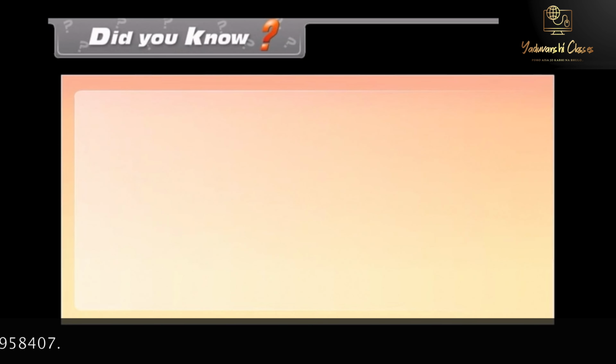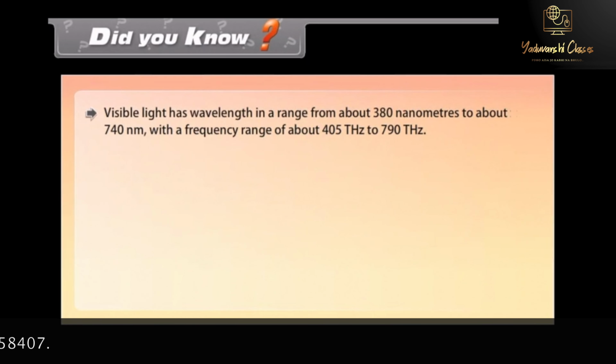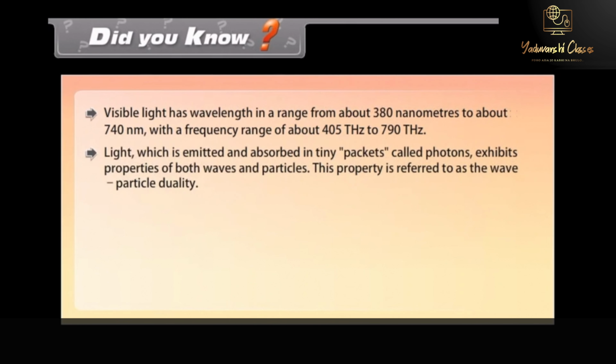Did you know visible light has a wavelength in a range from about 380 nanometers to about 740 nanometers with a frequency range of about 405 terahertz to 790 terahertz. Light which is emitted and absorbed in tiny packets, called photons, exhibits properties of both waves and particles. This property is referred to as the wave-particle duality.